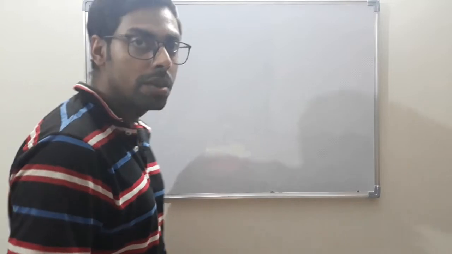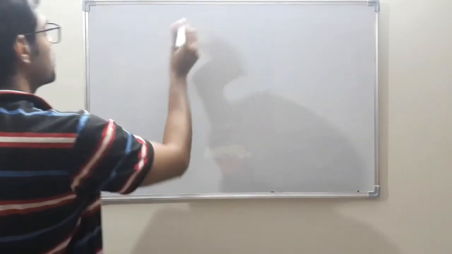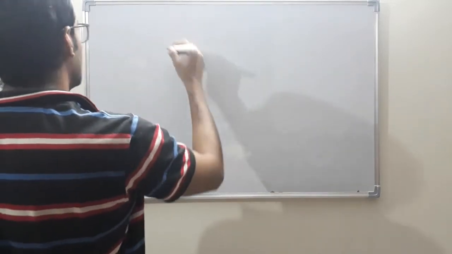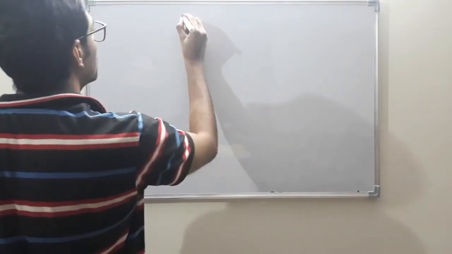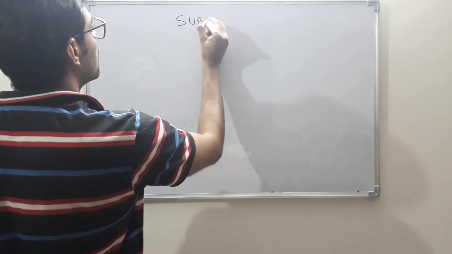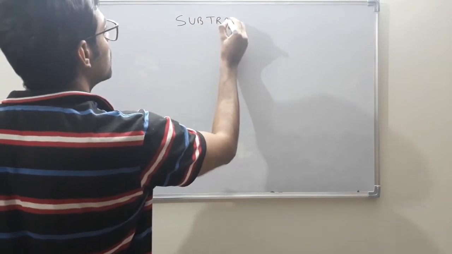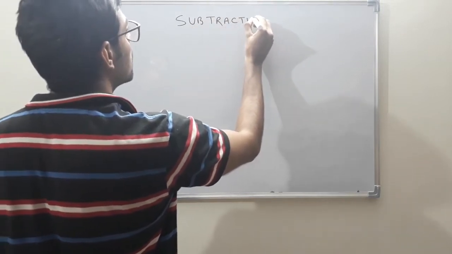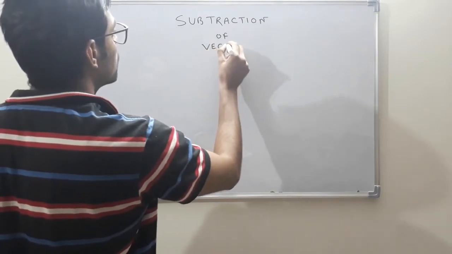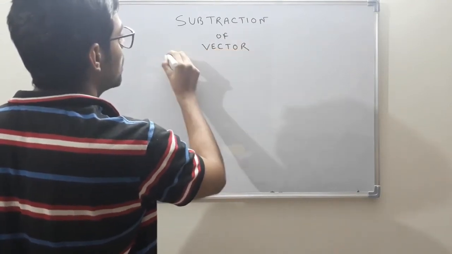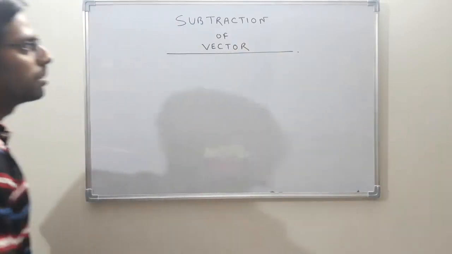So today our topic of discussion is, first of all, the subtraction of vector quantities. Yesterday in the previous video we talked about the addition of two vectors, and now we are talking about the subtraction of vectors. So we are interested in the subtraction of vectors.